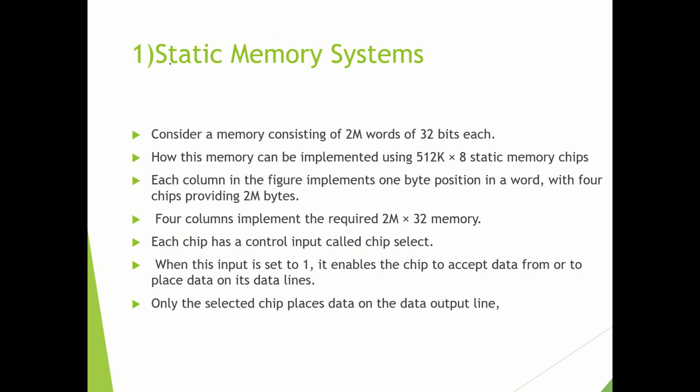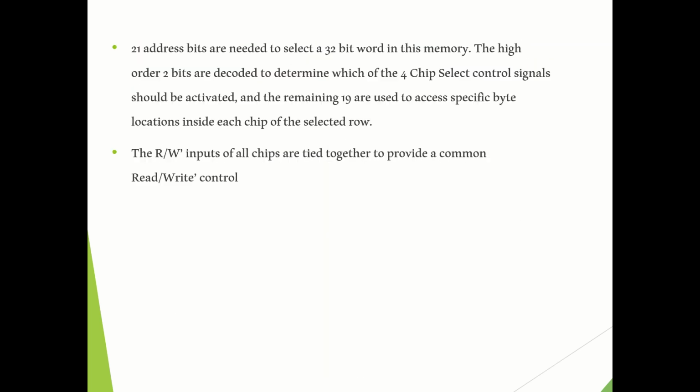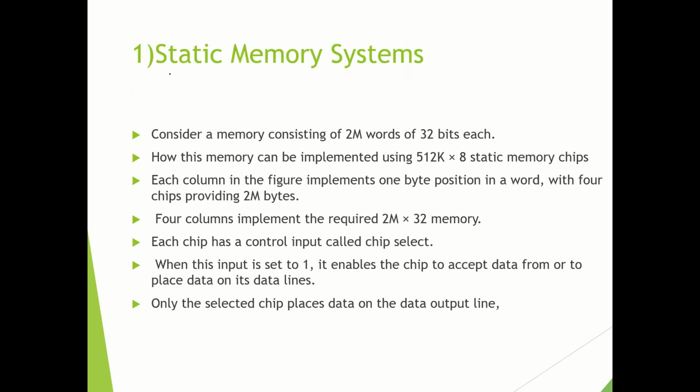We know that the RAM can be of two types. The first one is static RAM, static memory. The second one is dynamic memory. First we are going to discuss how a larger static memory system is organized or designed. For that purpose, we are giving one example. Suppose that we want to design a static memory of 2M by 32 size, and we are going to make this larger memory using 512K by 8 memory chips.